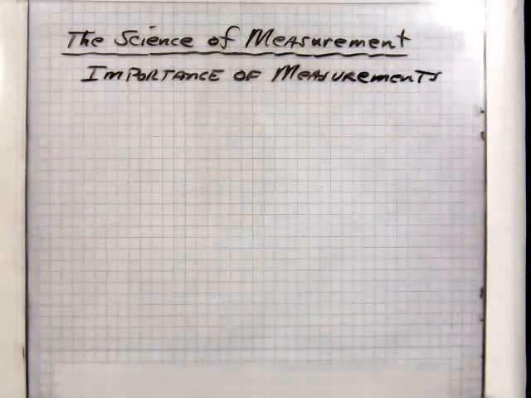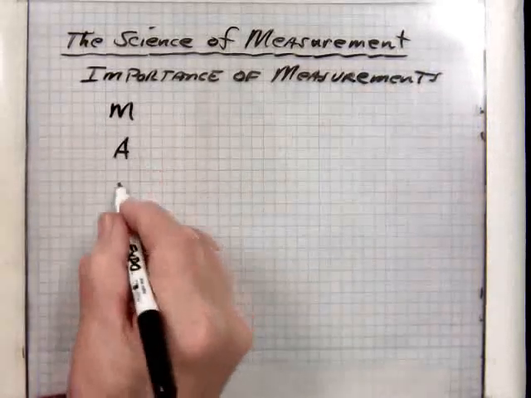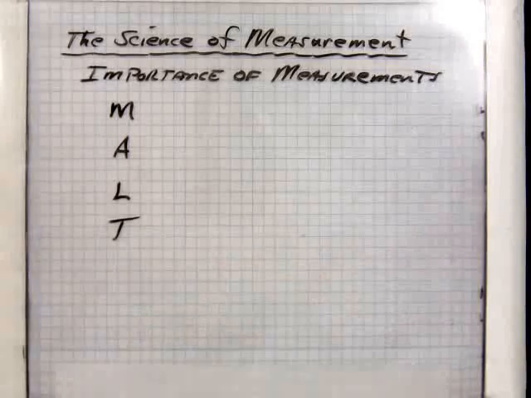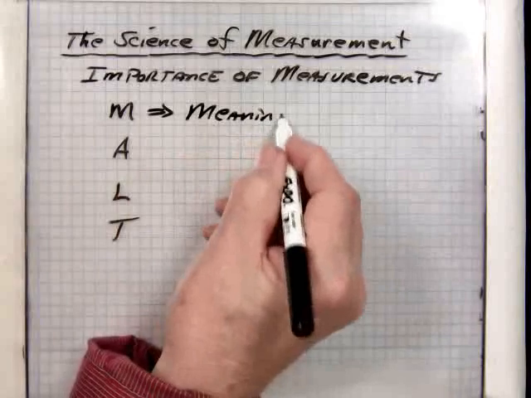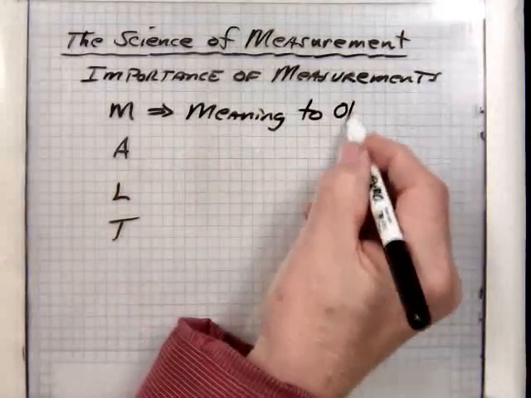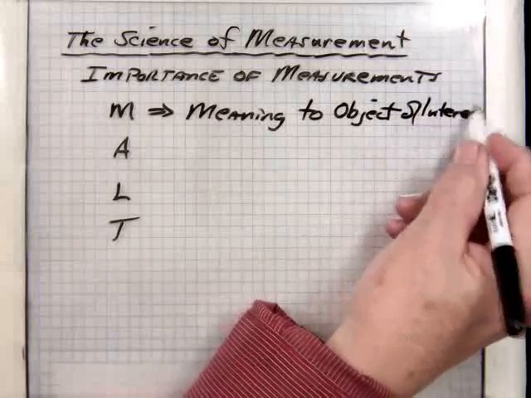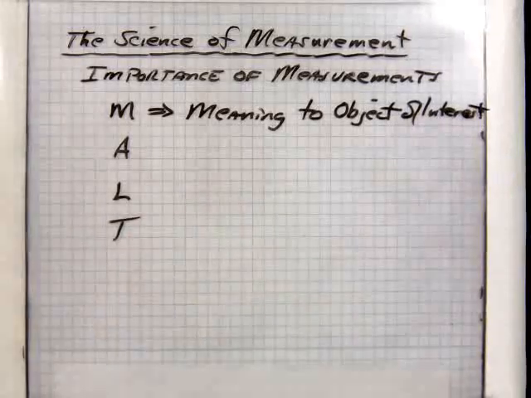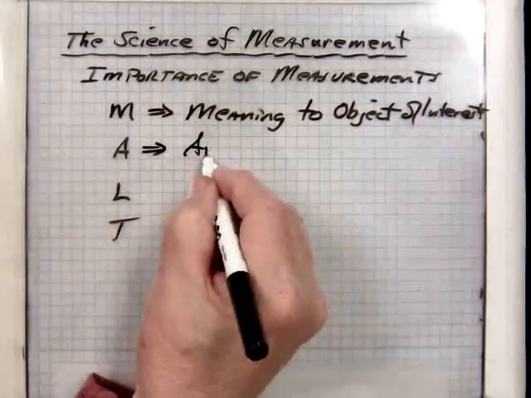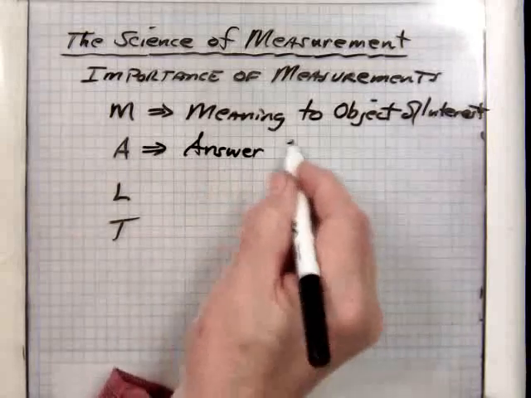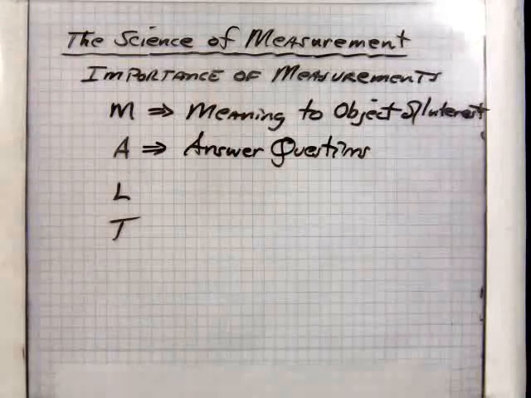And it's real easy to remember these, and I put it together like this. You'll remember MALT. Measurements provide meaning to the object of interest. Everything's going to be about the object of interest, obviously. Measurements answer questions about the object of interest, of what you're looking at.